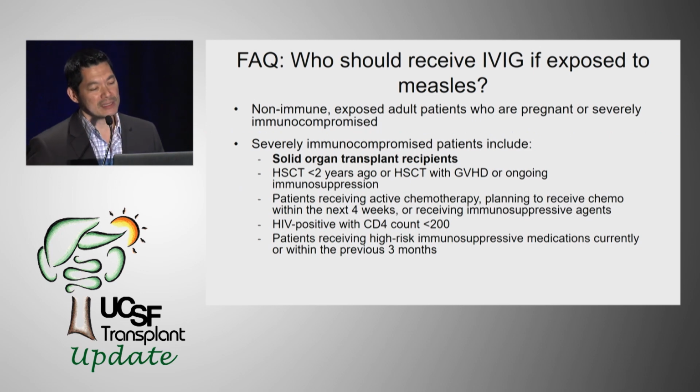So some of the questions: who should receive IVIG if exposed to measles? Generally non-immune exposed adult patients who are pregnant or severely immunocompromised. So if you can get a titer on your patient and get back the results within a week, you can decide whether or not you need to give IVIG, depending on the situation.